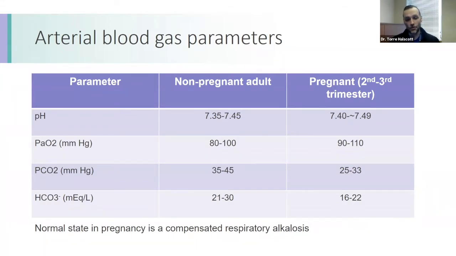You don't need to remember all the numbers. Just remember that pregnancy is a compensated respiratory alkalosis. The pH should be slightly higher than normal, and the PCO2 and the bicarbonate, which are two sides of the same coin, should be lower than normal.